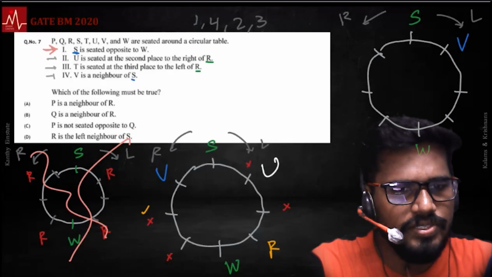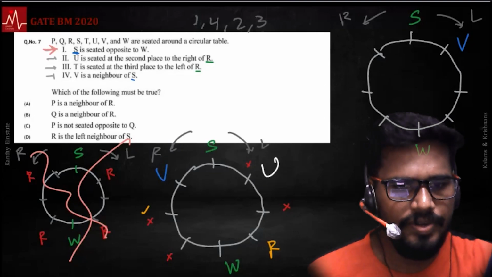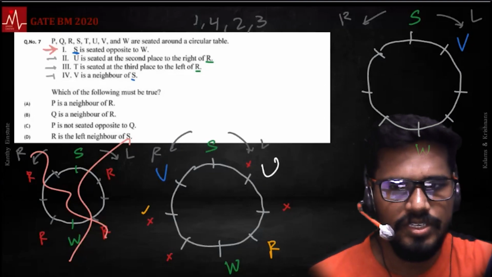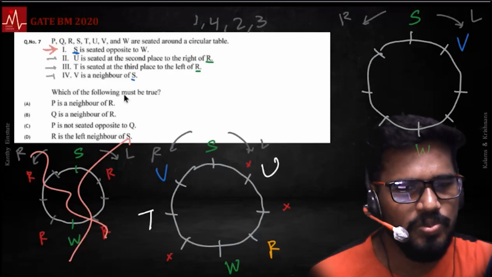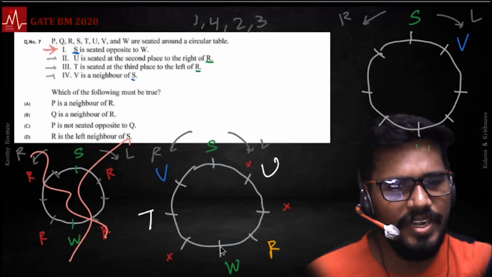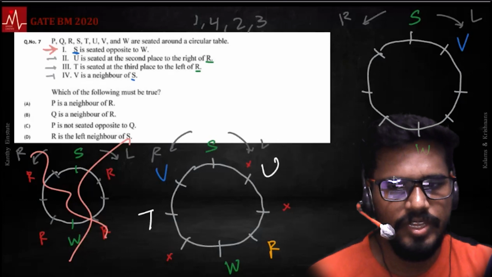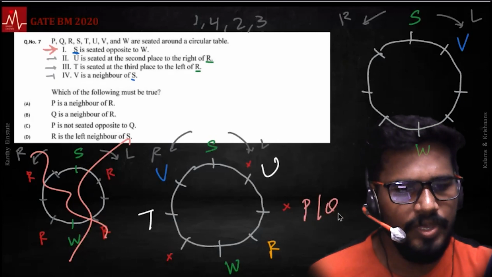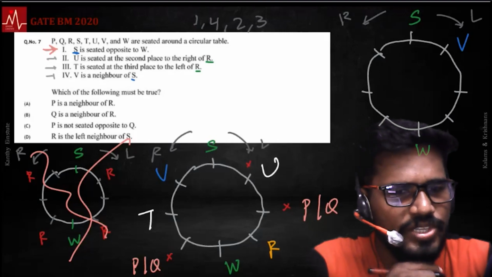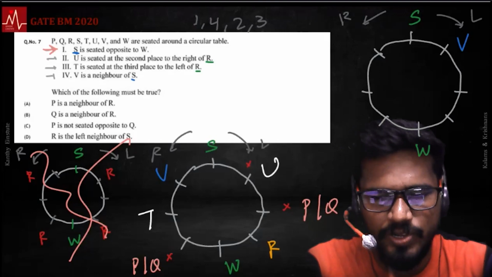And then T is stated at the third place to the left of R. This is 1, 2, 3. T needs to be here in this case. That leaves only spots for who? P and Q. There can be PQ here. I'm writing possibilities, P or Q. No constraints are given on them, so it could be either P or Q.